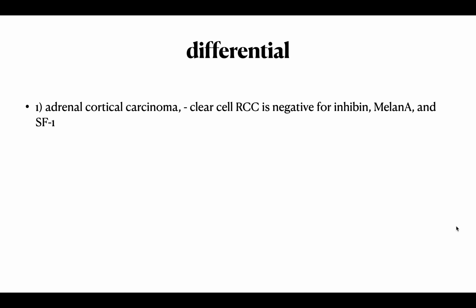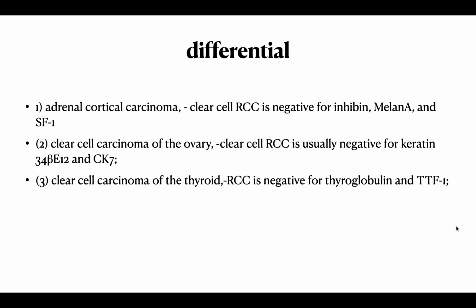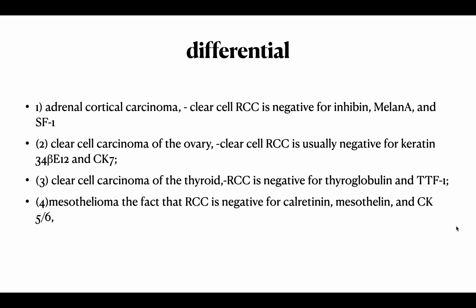So what is the differential? Adrenal cortical carcinoma: clear cell RCC is negative for inhibin, melan-A and SF1. Clear cell carcinoma of the ovary: clear cell RCC is negative for keratin, 34 beta E12 and CK7. Clear cell carcinoma of the thyroid: RCC is negative for thyroglobulin and TTF1. Mesothelioma: RCC is negative for calretinin, mesothelin and CK5/6.